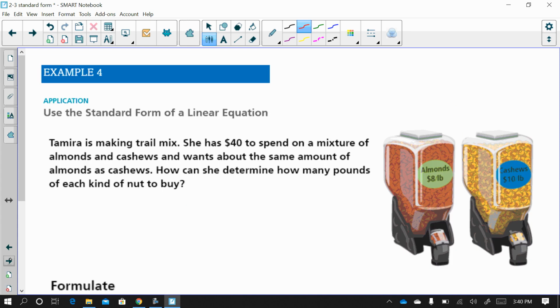Last thing I want to look at is a word problem. So Tamira is making trail mix. She has $40 to spend on a mixture of almonds and cashews, and wants about the same amount of almonds as cashews. How can she determine how many pounds of each nut to buy? Well, let's look at what we know. Okay, I know I have $40 to spend. That's my constraint. I also know almonds are $8 a pound and cashews are $10.